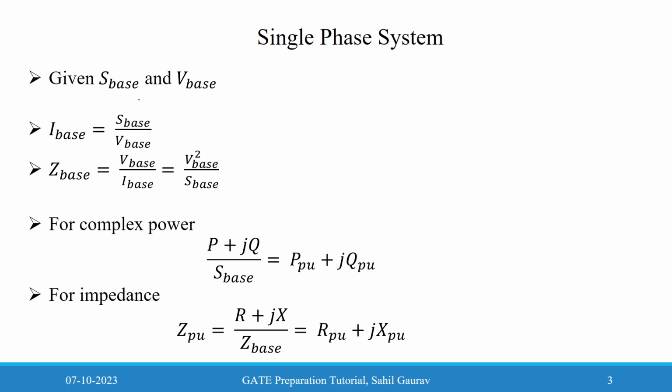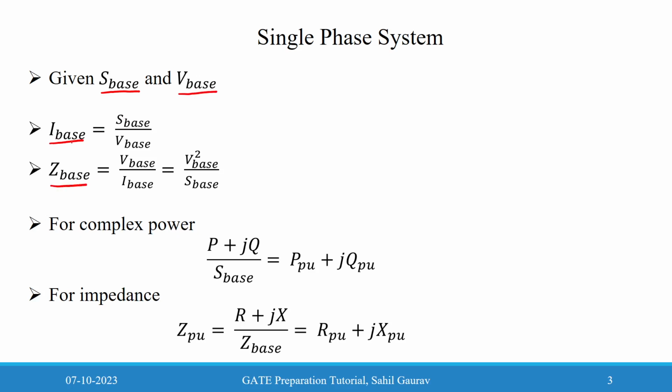So first we will see the single phase system, and then later on we will see the three phase system. As I told you, out of four base quantities we are given two base quantities: one is the apparent power base quantity and another is the voltage base quantity. And the other base quantities we have to find out, like the base current and the base impedance.